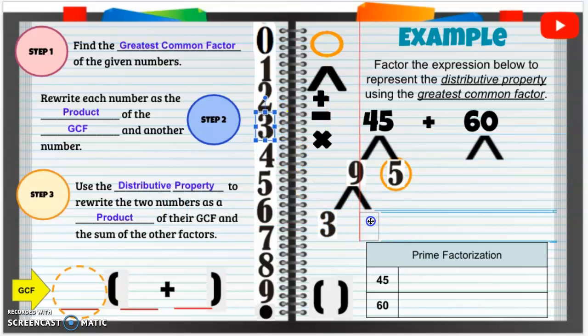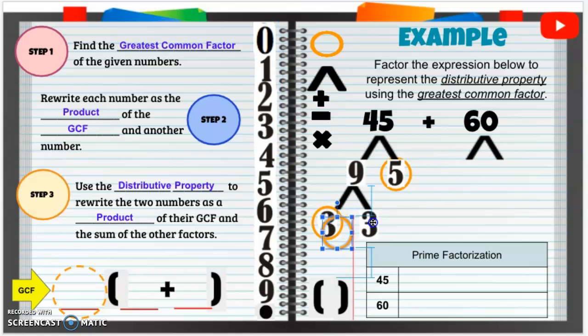3 times 3. Now, is 3 a prime number? Yes, it is, because the only two factors are 1 and itself. So I'm going to make that a little bigger, copy, paste. So we're going to circle that 3. Now, there's nothing else to break down for 45. So the prime factorization of 45 in order from least to greatest is 3 times 3 times 5. Easy peasy.